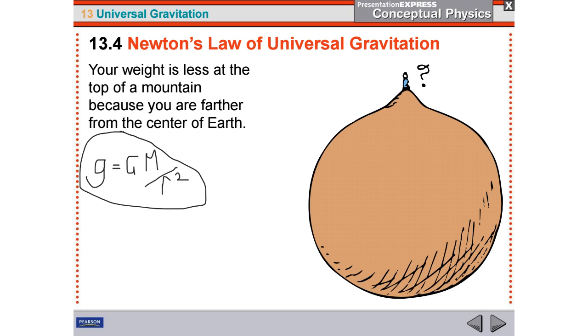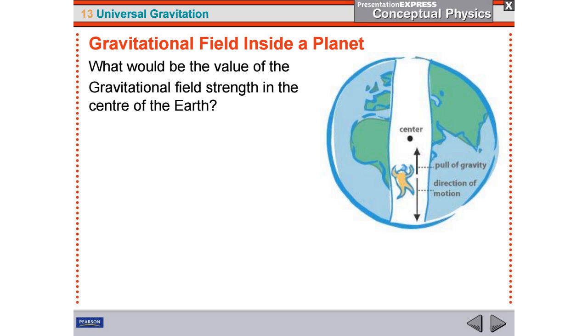But what happens as you get closer to the center of the Earth? What would be the value of the gravitational field strength in the center of the Earth? And remember that gravitational field strength is force per unit mass, right? So what would be the force acting on your mass as you go close to the center of the Earth? Stop the video and have a think about that. Make a guess.